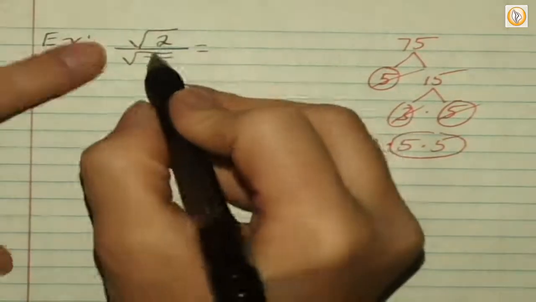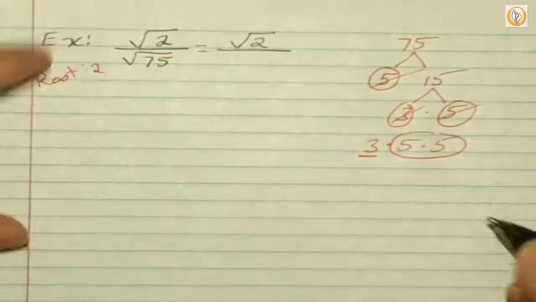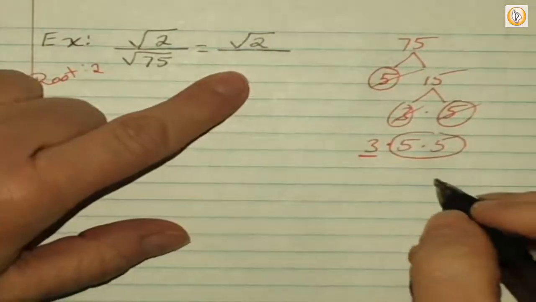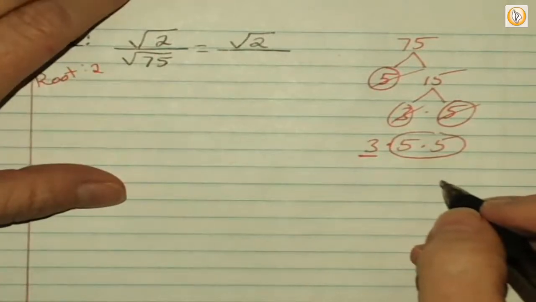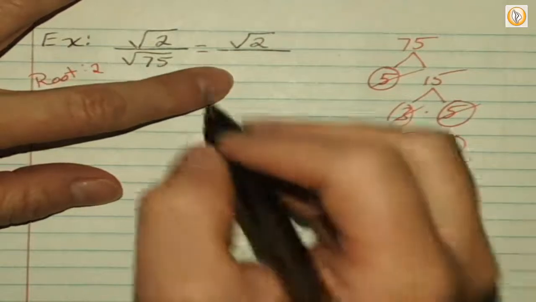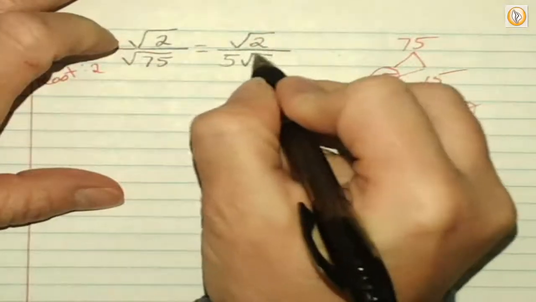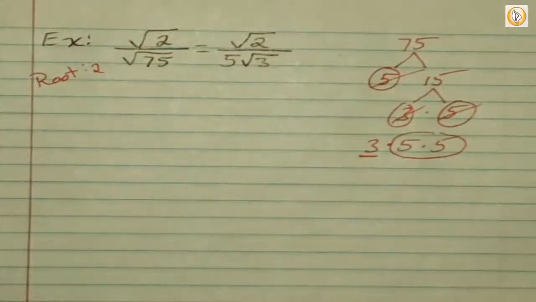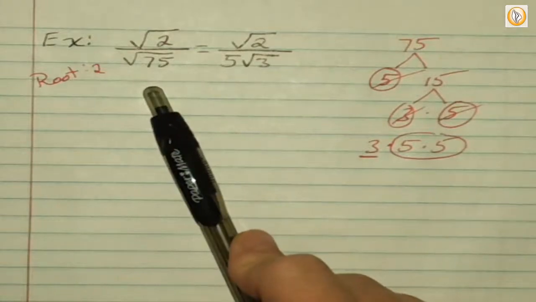So, we're not messing with the 2, so I'm putting that on top. But on the bottom, what is it going to look like, Ariel? Simplified. Okay, so what should I write? So you should write the 5 on the outside and then the 3 on the inside. There you go. Okay. So we simplified the 75. You all see that?